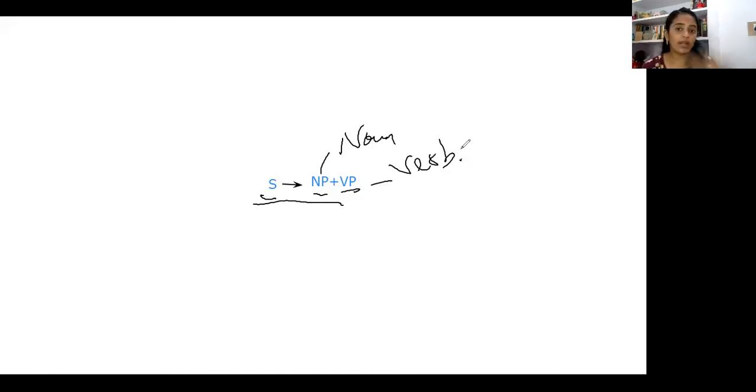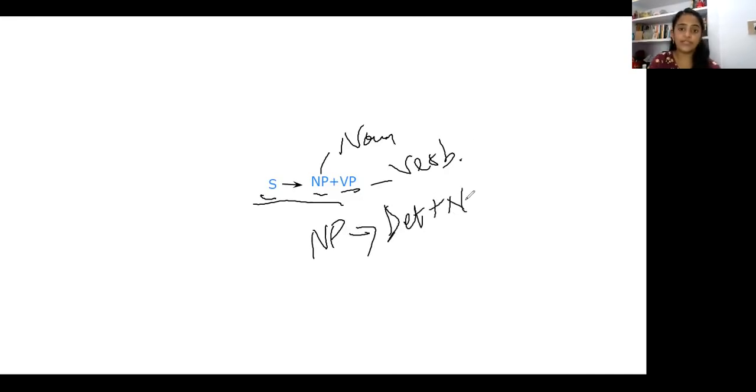So this is one phrase structure rule that we have. There are several PS rules like this, and this is one of the simplest. It means that a sentence will consist of a noun phrase and a verb phrase. It's almost like saying that a sentence consists of a noun and a verb, which we know is the case. All right. There's another one which says NP, which is noun phrase, is equal to determiner plus noun.